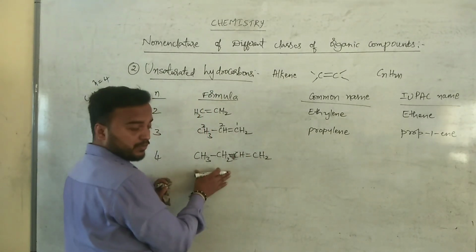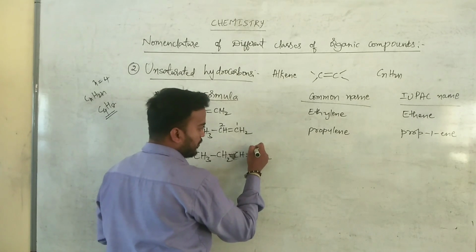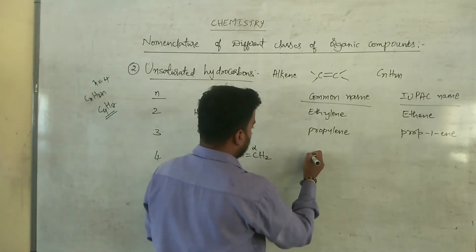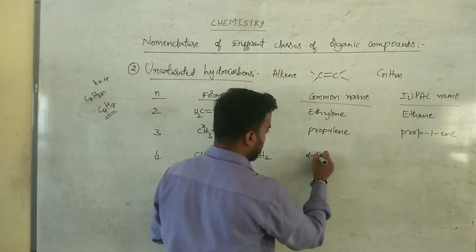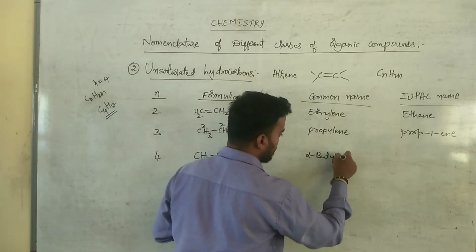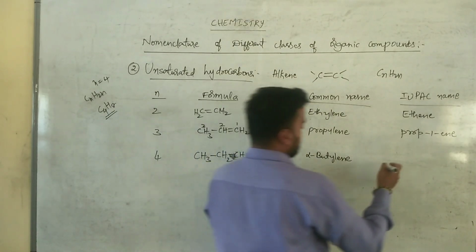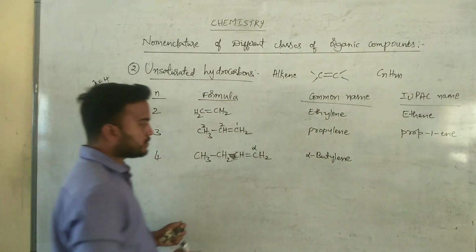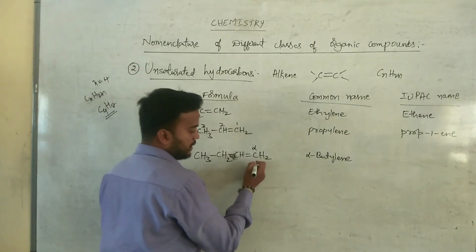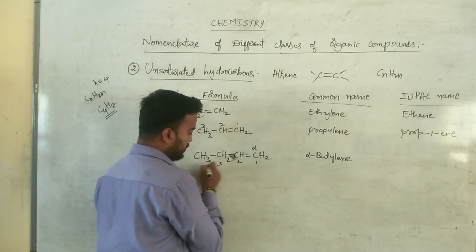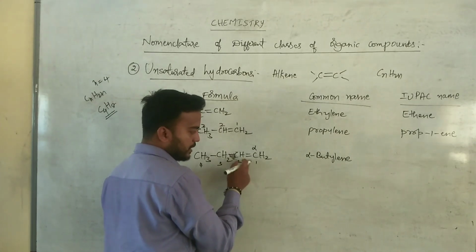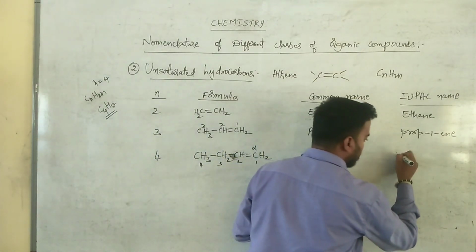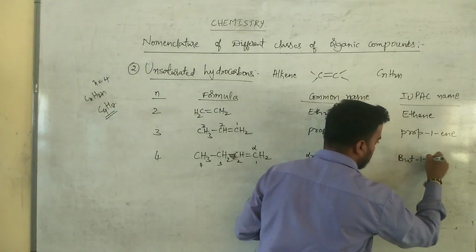So what is the common name for this compound? For the common name, I will write alpha here. So alpha butylene. What is the IUPAC name for this compound? Look, do the numbering 1, 2, 3, 4. The double bond is attached to the first carbon atom. But-1-ene is the IUPAC name.